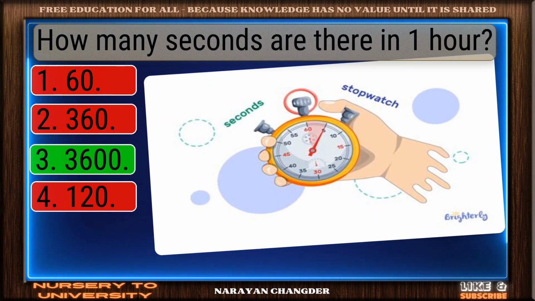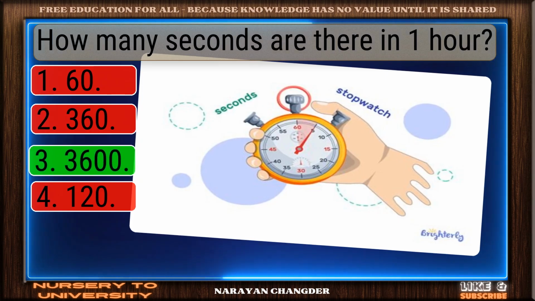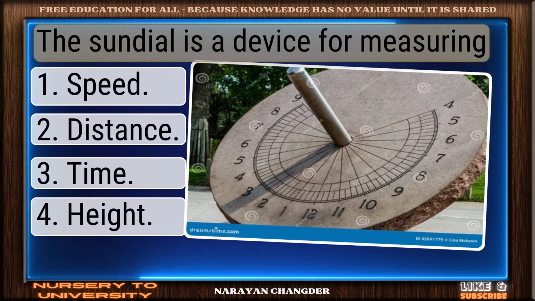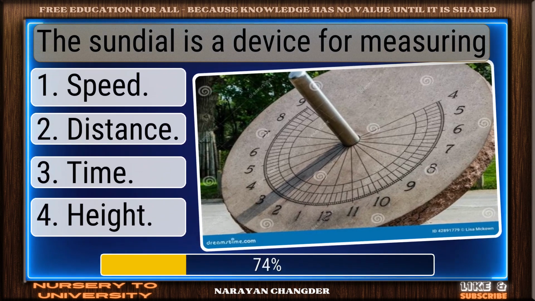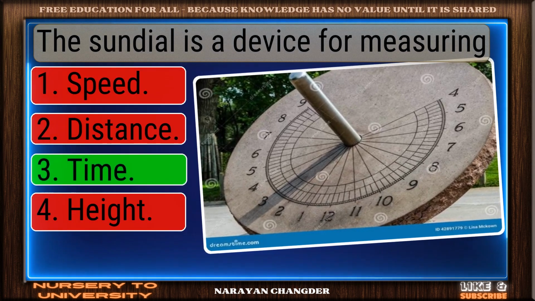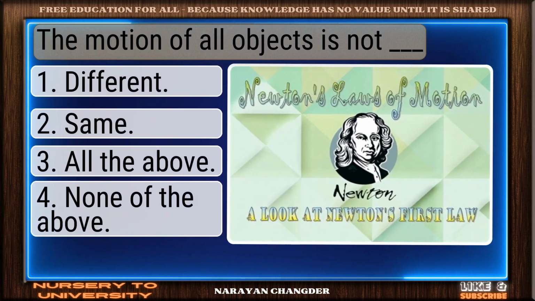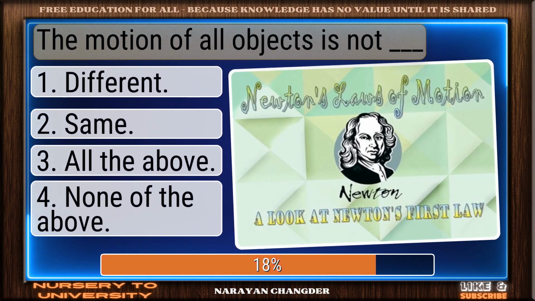Right choice. 3600 is the best answer. Question number 122. The sundial is a device for measuring. Strong choice. Time is the right answer. Question number 123. The motion of all objects is not dash.